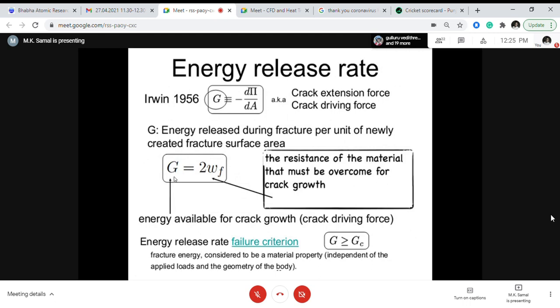Only if the applied value of G exceeds the material's critical value will the crack initiate. Otherwise, the crack will not initiate. Okay, that is the energy criterion. So we will be discussing how to calculate this G.